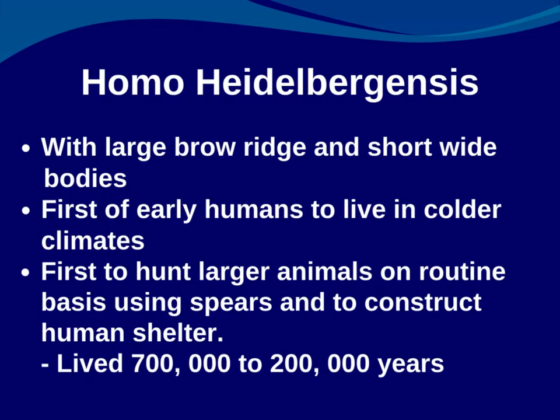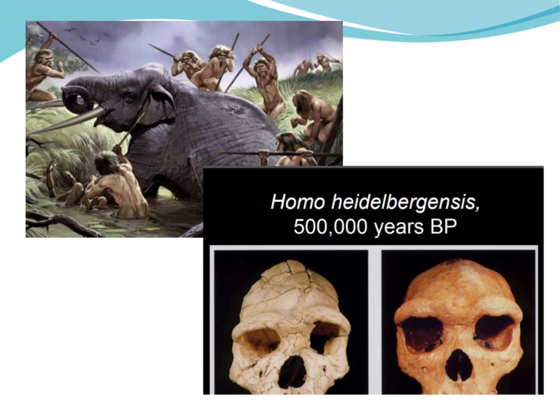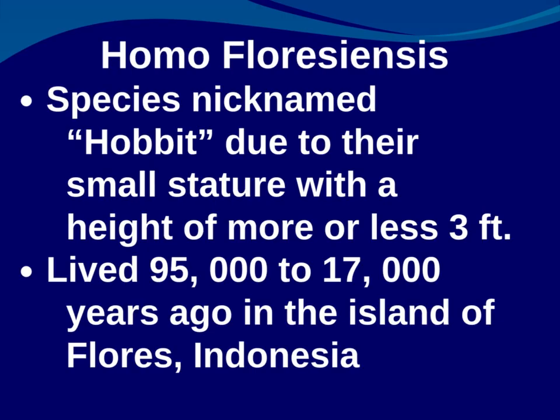Homo heidelbergensis, with a large brow ridge and short, wide bodies, was the first of the early humans to live in colder climates, the first to hunt larger animals on a routine basis using spears, and to construct human shelter. They lived 700,000 to 200,000 years ago. Homo floresiensis, a species nicknamed Hobbit due to their small stature of more or less 3 feet, lived 95,000 to 17,000 years ago on the island of Flores, Indonesia.